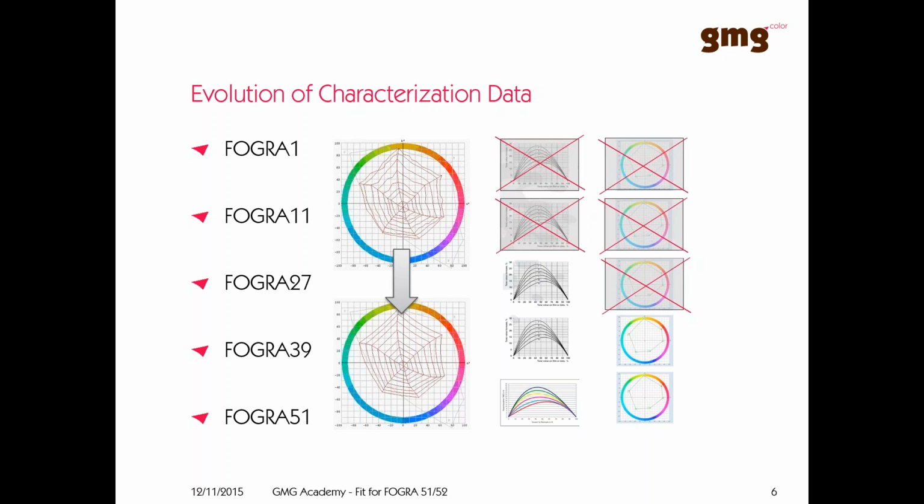FOGRA 39, so ISO-coded version 2, actually is the first characterization data set in this row which is based on the evaluation of multiple printouts. So this characterization data set, FOGRA 39, is an optimized and harmonic characterization data set respecting the TVI curves and primary target values.